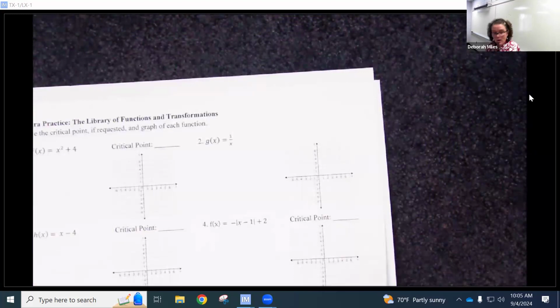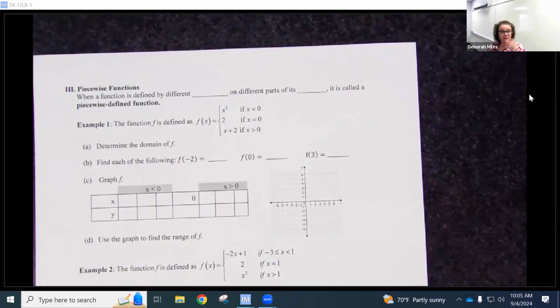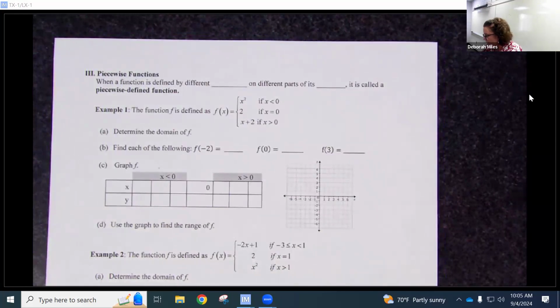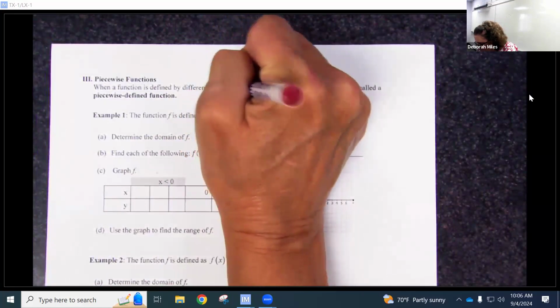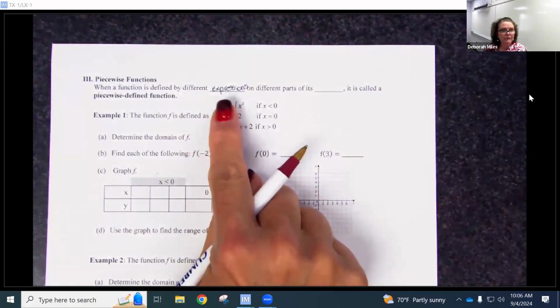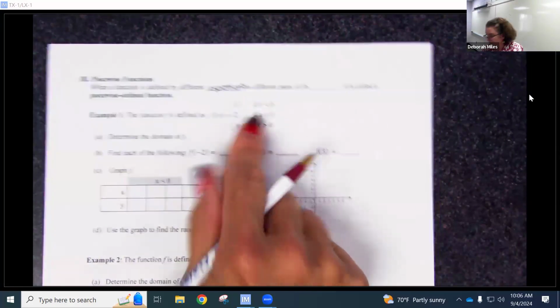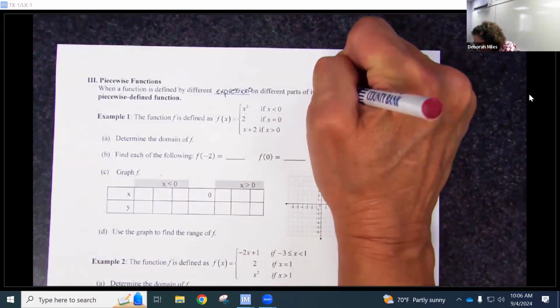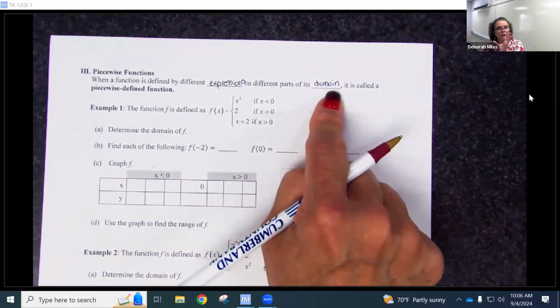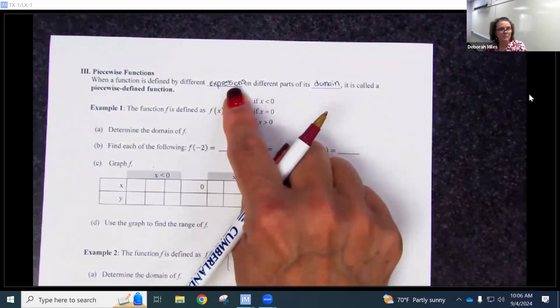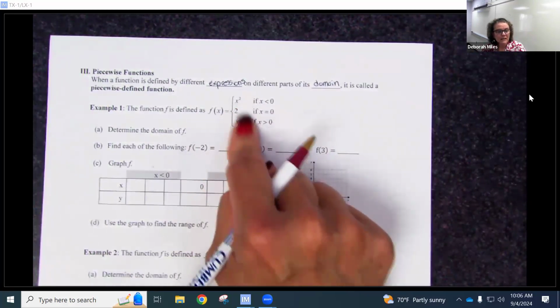All right. There is one last thing in the homework, and it is piecewise functions. Piecewise functions are defined by different expressions on different parts of its domain. Should have made that blank bigger. Domain is what x can be, and for different parts of the domain, the function's defined to be different things. For example, this is a piecewise function.